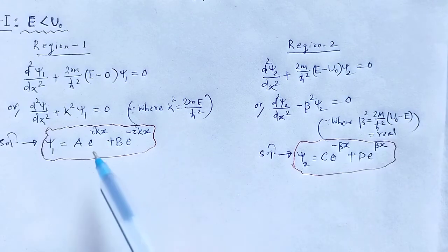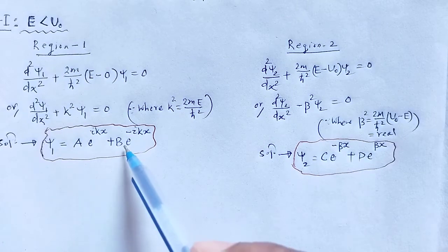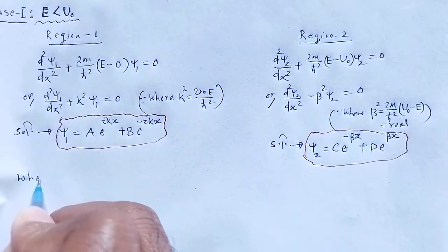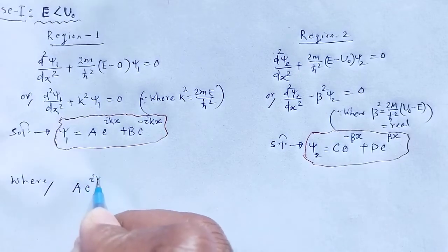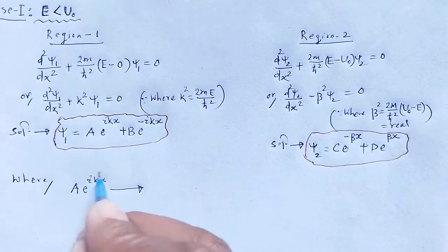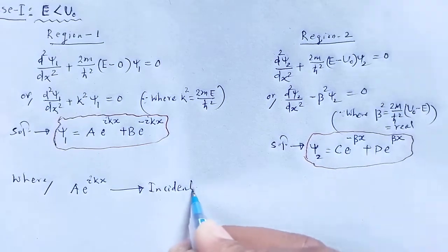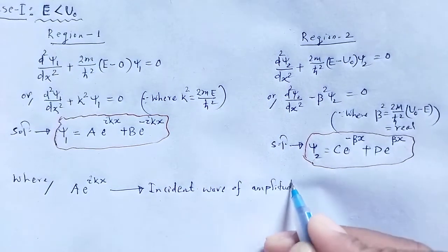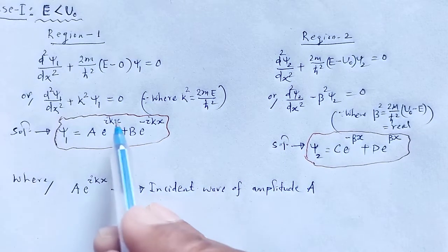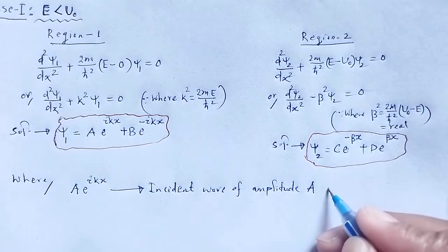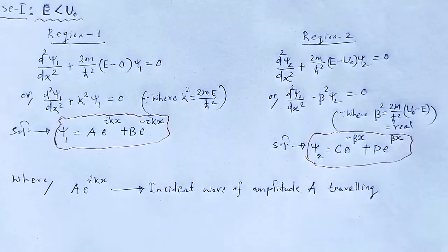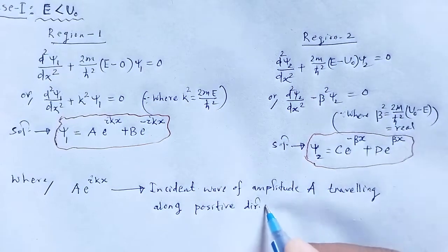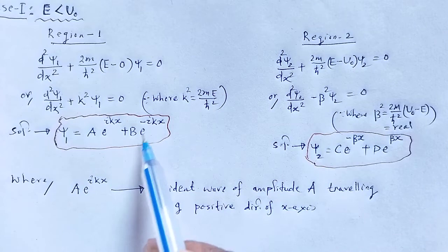What are these terms, A e^(ikx) and B e^(−ikx)? What is the significance of these terms? A e^(ikx) is the incident wave, a wave of amplitude A, and it travels along the positive direction of the x axis.